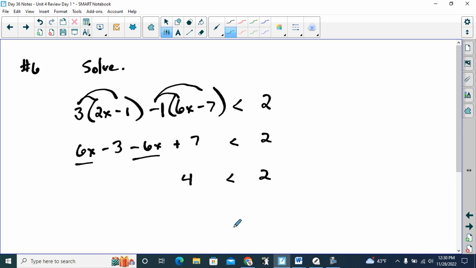Again, all of my x's canceled out, and I get down to 4 is less than 2. Four is not less than 2. This is a false statement this time. 4 is never less than 2. No matter what x is, I cannot make 4 less than 2. I have no solution.